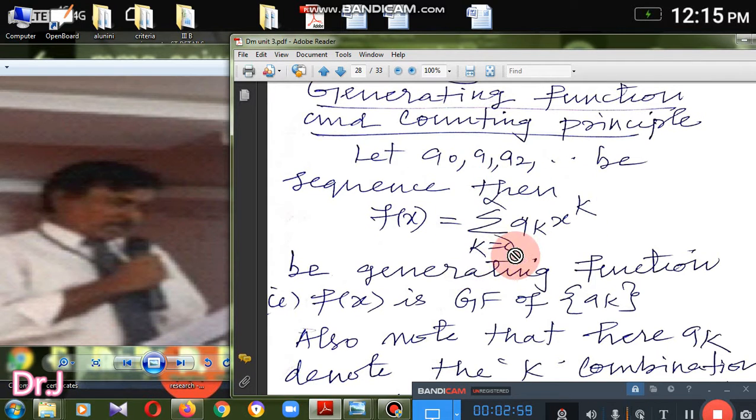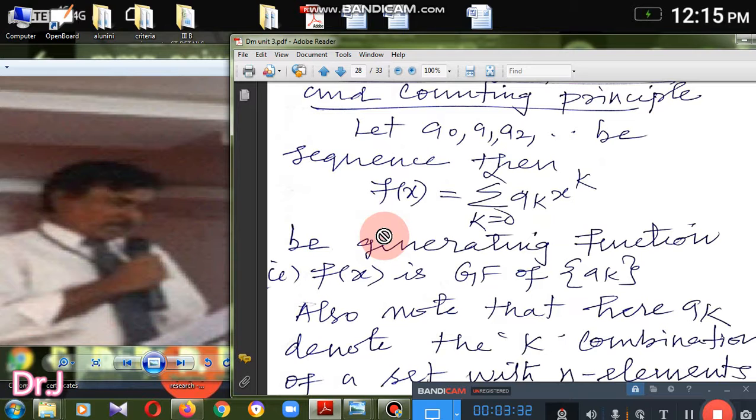When k is equal to 0, you will get the first term A0 x power 0. When k takes 1, you will get A1 x power 1. When k is 3, you will get A3 x power 3, and so on. So that expansion is given in a short form like this: F of x equals summation k from 0 to infinity of Ak x power k. I need not say much about this, because we know about that. I gave some examples also.